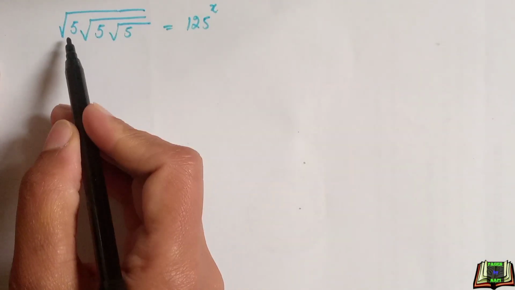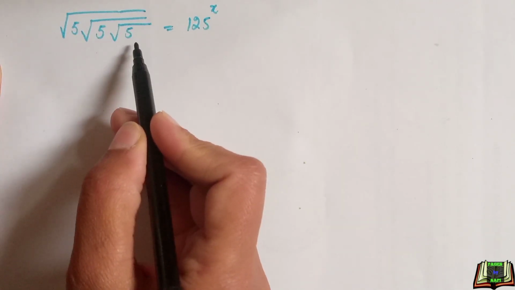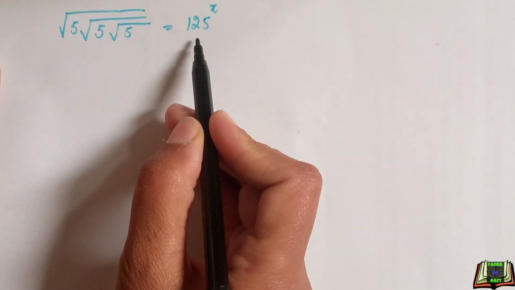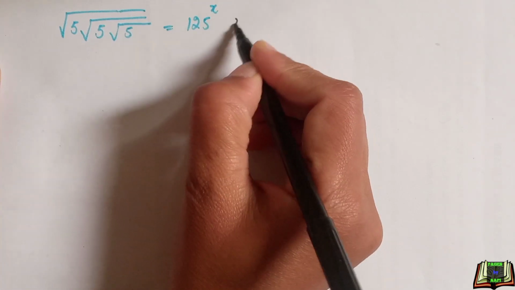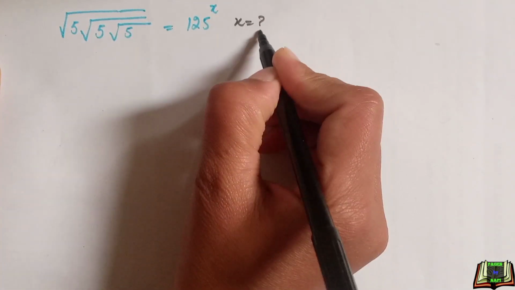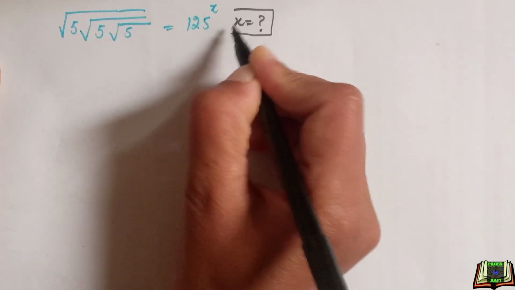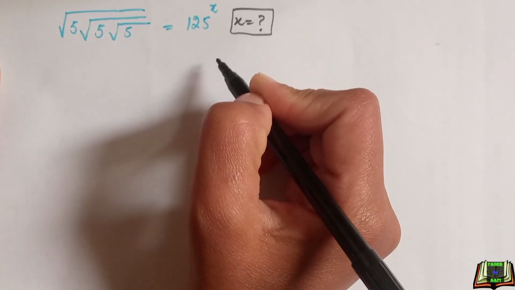If square root of 5 times square root of 5 times square root of 5 is equal to 125 raised to the power x, then we have to find the value of unknown variable x in this question. So let's get started and see its solution.